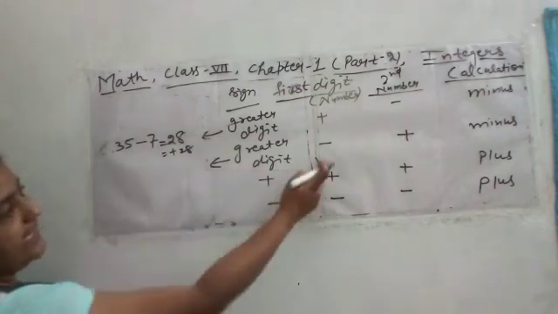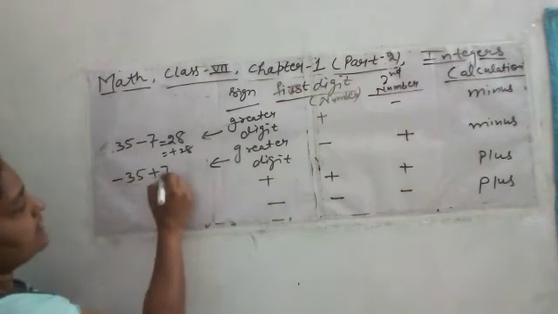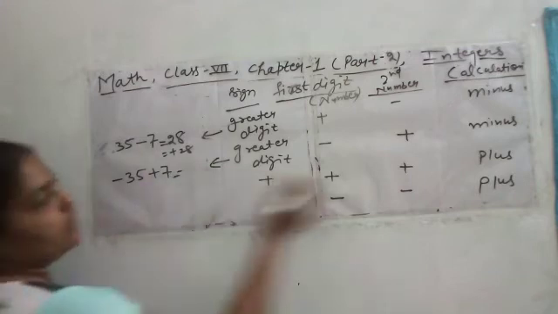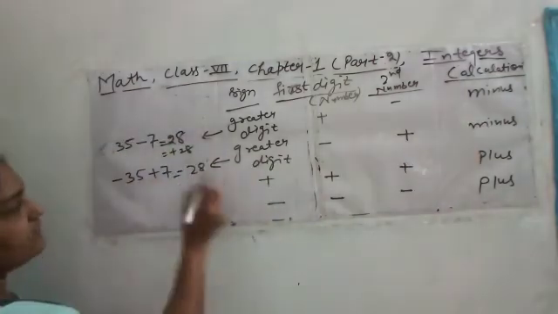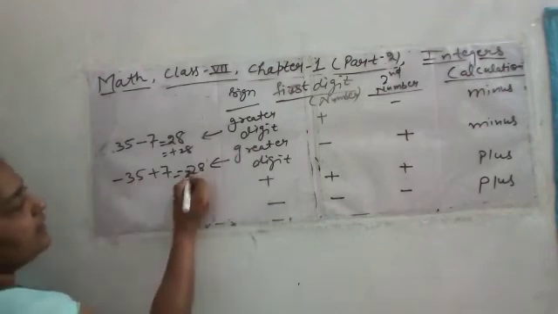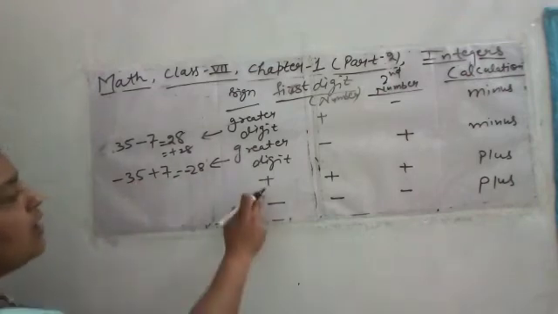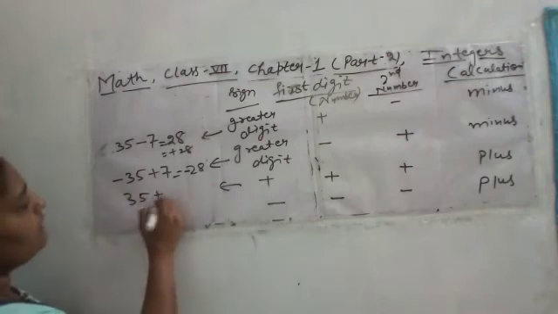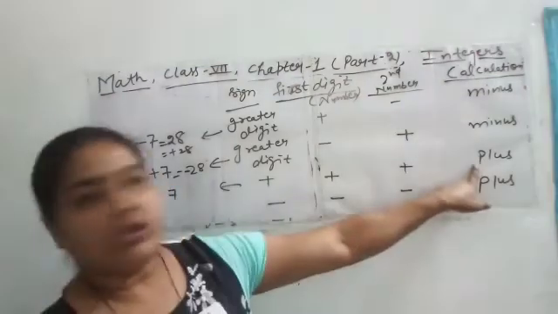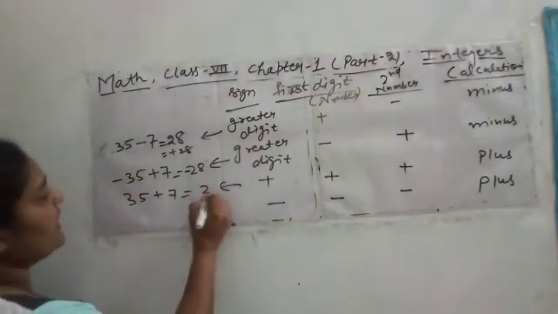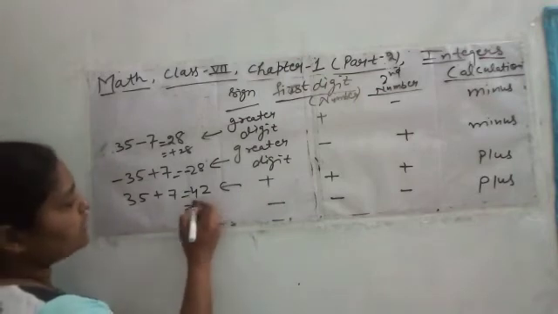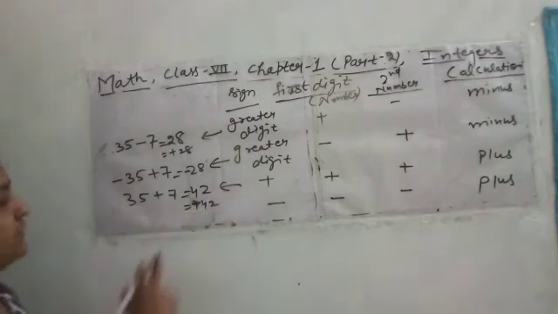Now example second: if the first digit is minus and the second digit is plus, the first number I have taken is minus and the second is plus, then the calculation will be minus and the sign applied will be of the greater digit. Here the greater digit is 35, minus, so the answer will be minus. Okay. Now the third rule: if both digits are plus, 35 is plus, 7 is also plus, then the calculation will be plus. You can add these and the sign will be plus. If you write 42 or plus 42, both will be right.